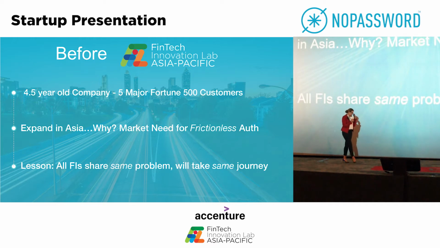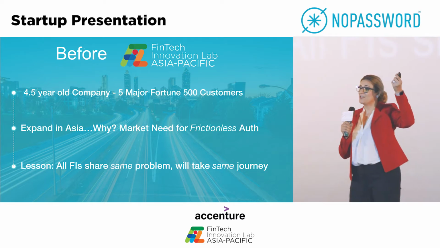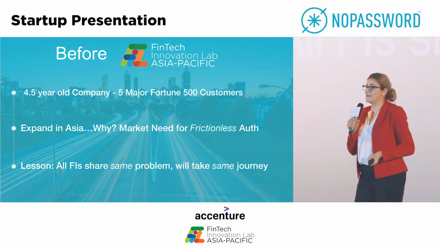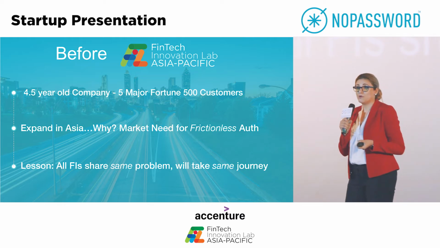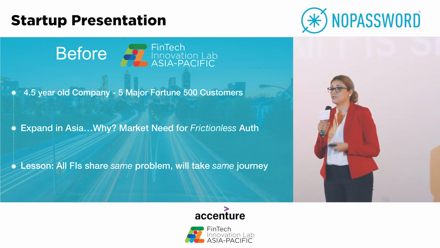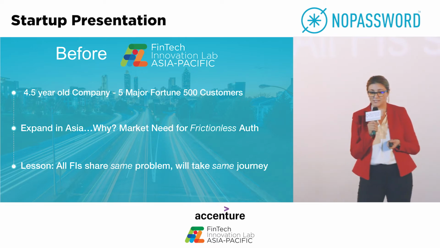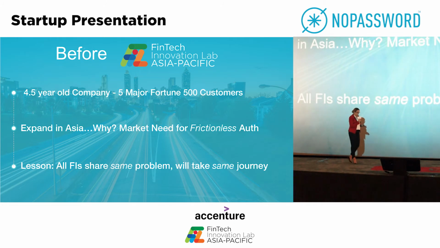So we wanted to expand in Asia because we saw the need for a frictionless authentication, seamless authentication, because you have two forces going on. One, compliance, right? Your regulators giving you different mandates and regulations to be more secure. On the other hand, your customers and your end users want easier, simpler, seamless process of authentication. So we definitely saw this need. And what we learned is that all financial institutions across the world share the same problem. And so they will take the same journey.